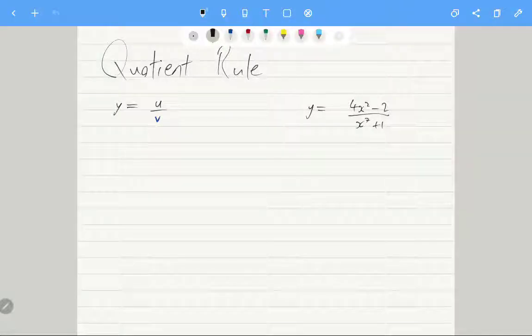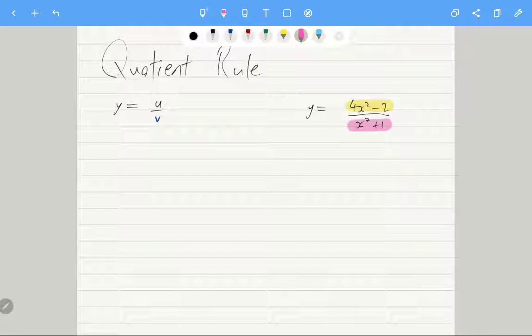We're going to be having a look at the quotient rule. Now the big thing with the quotient rule is that we are trying to derive functions that look like u divided by v, where u and v are both functions. So you can have an example over here. We've got 4x squared minus 2, which is the top function, over x to the 7 plus 1. The question is, what is the derivative of this function?